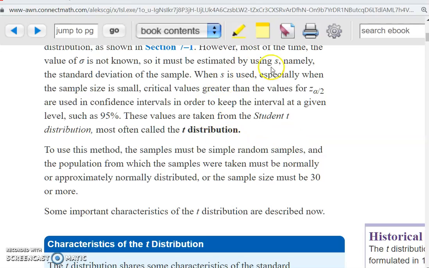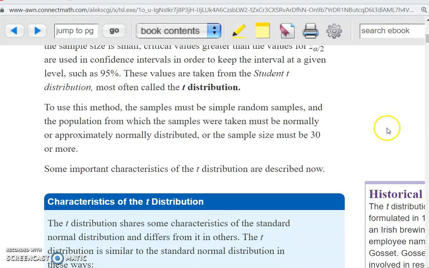Okay. All right, so I'll let you read that yourself. And what he's telling you here is, okay, listen, we're not going to use the Z distribution. We're now going to use the T distribution, also known as the student T distribution. The word student, I believe, is named after the mathematician that kind of came up with this. His name, strangely enough, was student. Okay, so they have to be simple random variables.